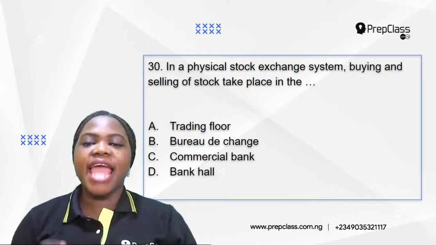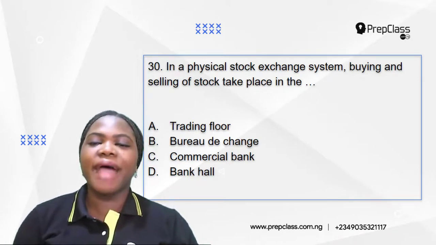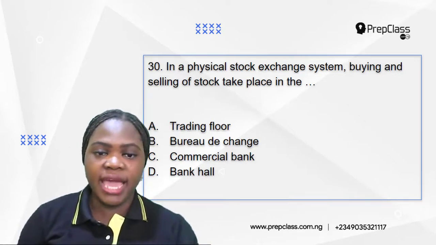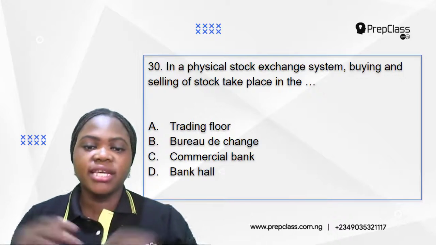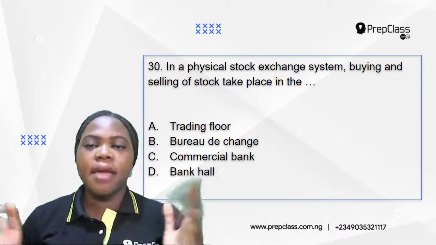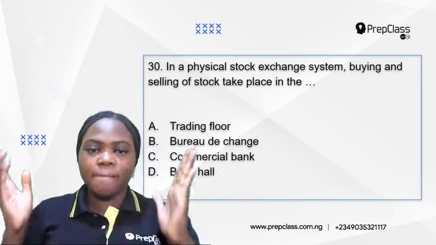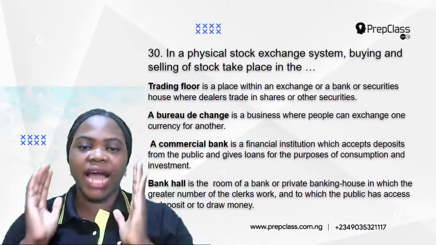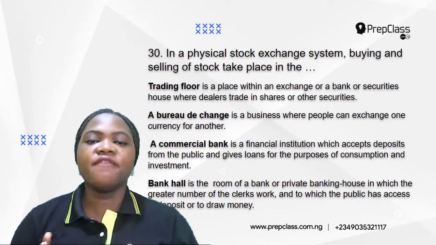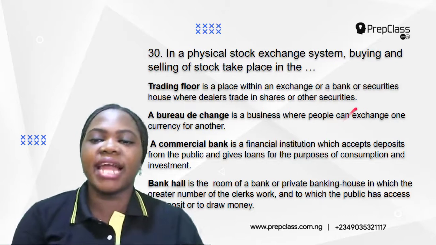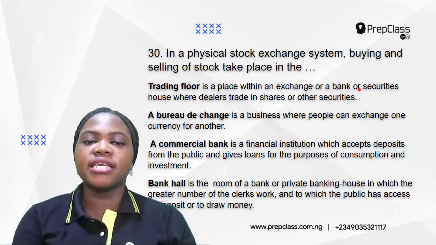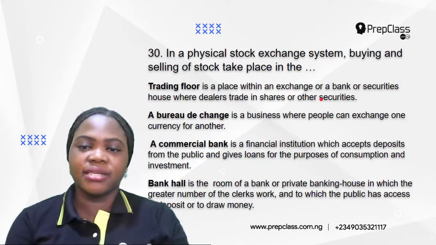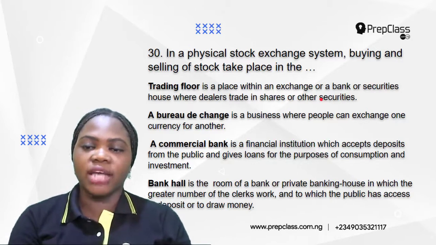Number 30. In a physical stock exchange system, buying and selling of stock take place in the, is it the trading floor, which is A, B, bureau de change, C, commercial bank, D, bank hall. So where does buying and selling of stock take place? Okay, so let's look at each of the options and what it means. Trading floor is a place within an exchange or a bank or securities house where dealers trade in shares or other securities such as stock as well.